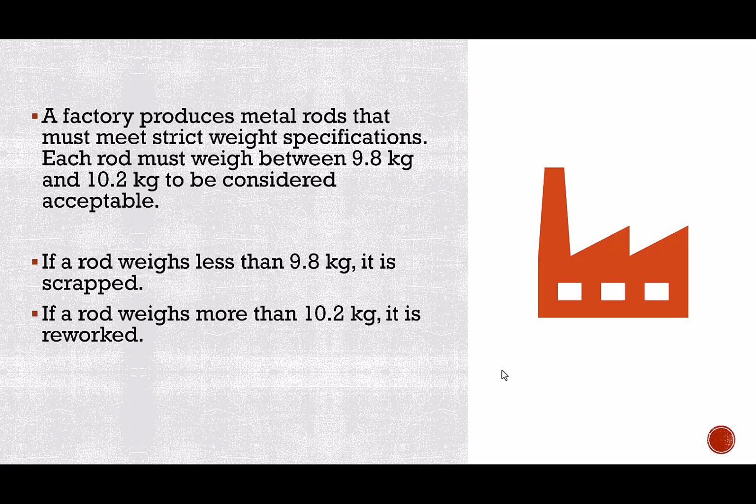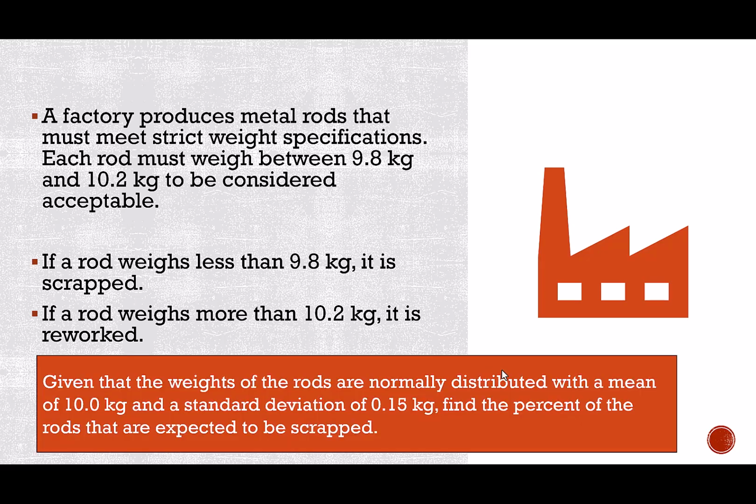A factory produces metal rods that must meet strict weight specifications. Each rod must weigh between 9.8 kilograms and 10.2 kilograms to be considered acceptable. If a rod weighs less than 9.8 kilograms, it is scrapped. If a rod weighs more than 10.2 kilograms, it's reworked. Given that the weights of the rods are normally distributed with a mean of 10 kilograms and a standard deviation of 0.15 kilograms, we're going to find the percent of rods that are expected to be scrapped.